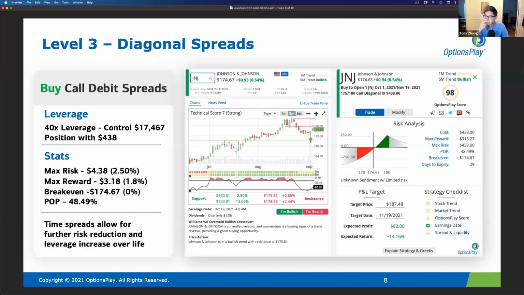Do you try to buy spreads at the money strikes? I'm not sure what you mean by buy spreads at the money strikes. We're looking at buying an at the money call. The debit spread is using an at the money strike. So these are all using at the money strikes for the long leg.